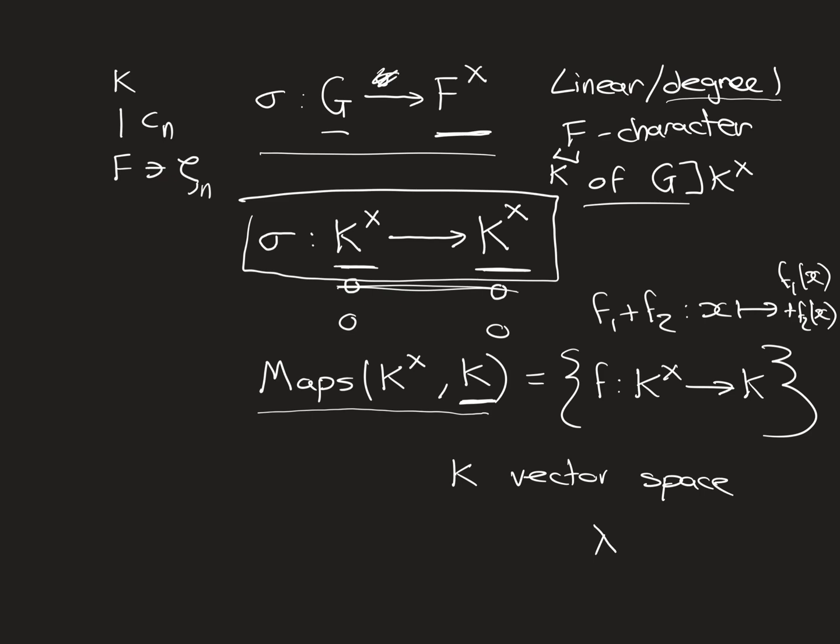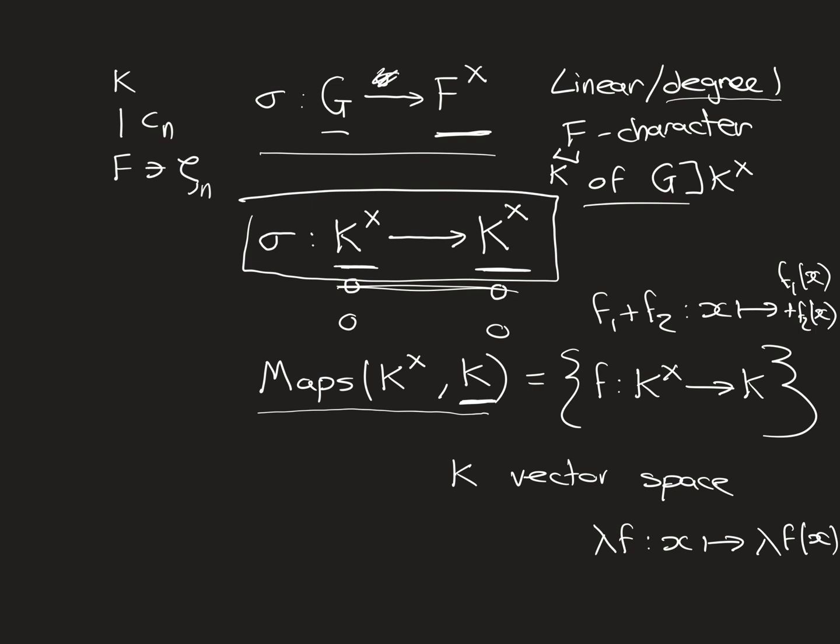So if lambda is an element of k, then lambda times f will be defined as the function that maps x onto whatever f mapped x onto, multiplied by lambda. So these are the obvious definitions of how to define a k scalar multiplication, and how to define addition. And then, of course, you need to check that this satisfies the definition of a vector space. I'm not going to do that. It's all simple. There's nothing complicated in this.